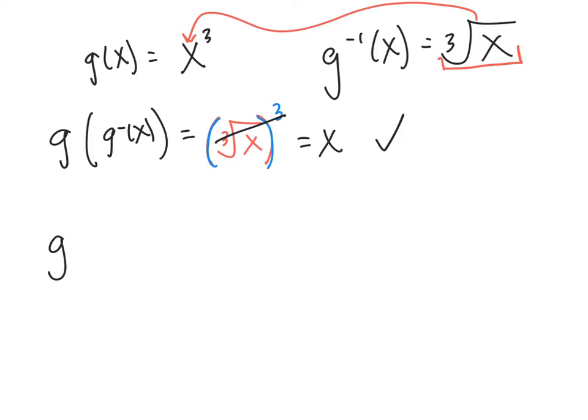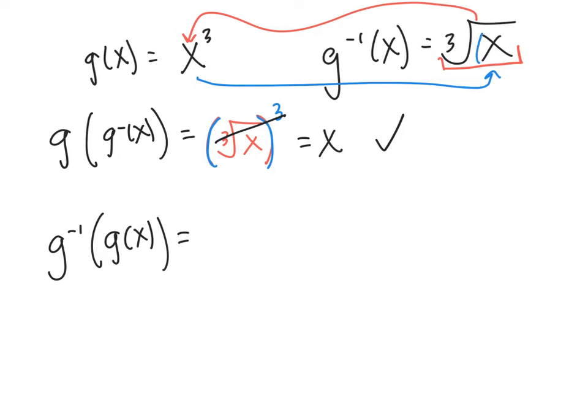So we have to take the original function and plug it into the inverse function. So we take x cubed, put it in place of x in the inverse function. So we have the cube root of x, and then we're plugging x cubed in its place. Again, the cube root of a cube cancels out, and you're just left with x.